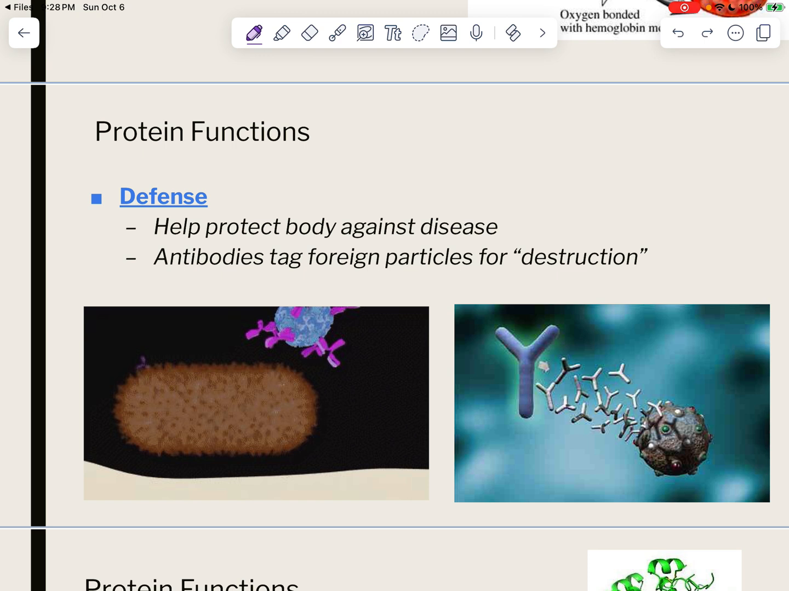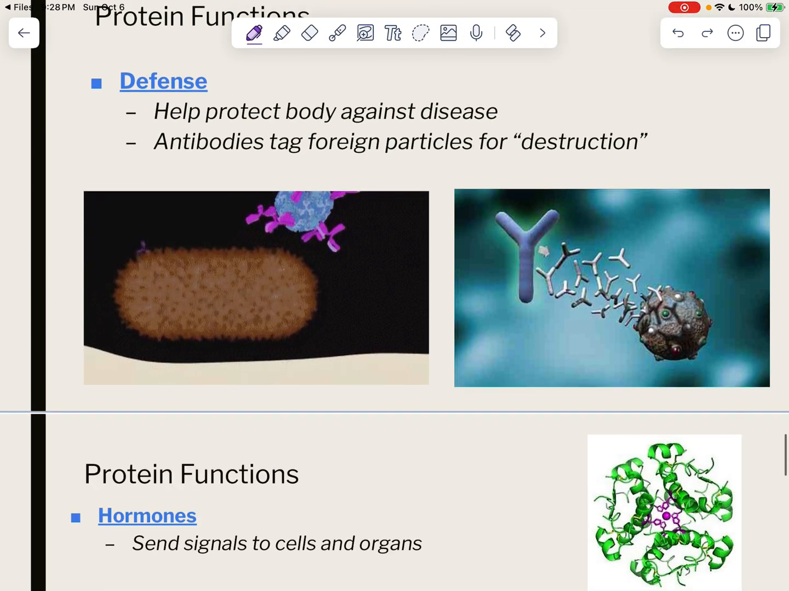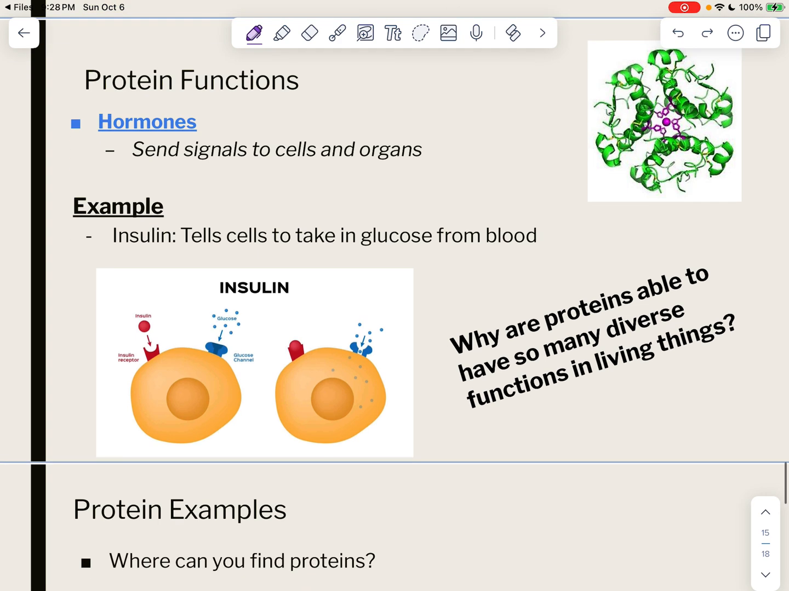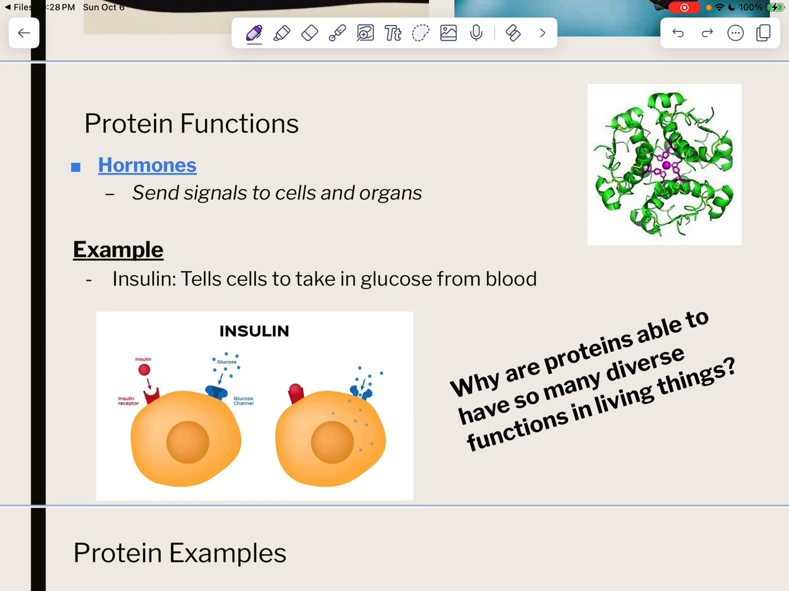Sometimes you need periodic exposure to certain viruses or pathogens to maintain the antibodies. Sometimes you might need a vaccine in order to do that without getting an actual infection. So we'll talk more about this stuff primarily in my anatomy class, so you should stay tuned. Hormones are another example of some proteins. So they help send signals to cells and organs to do certain things. They're chemical messengers, such as insulin, to take in glucose from the blood and help use that for cellular functions.